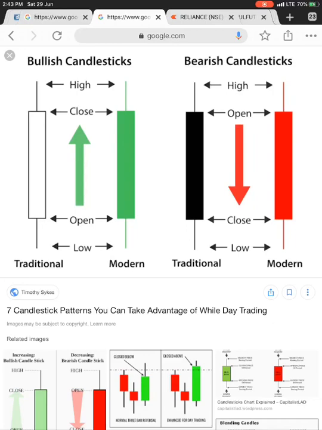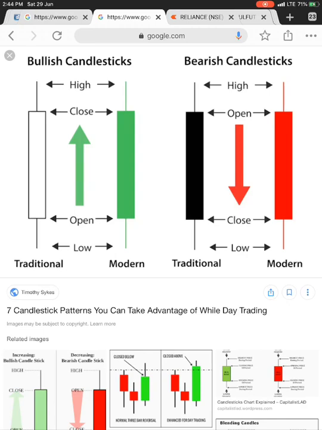Hello friends, today we will discuss candle patterns. Whenever we talk about candle patterns, it is because a set or group of candles makes one typical, characteristic pattern which will decide the next movement of the stock or any instrument. Before going to that, we will see a few points regarding the basic nature of the candles.